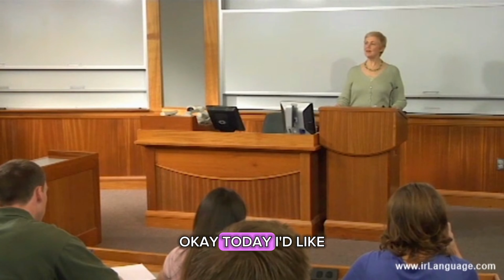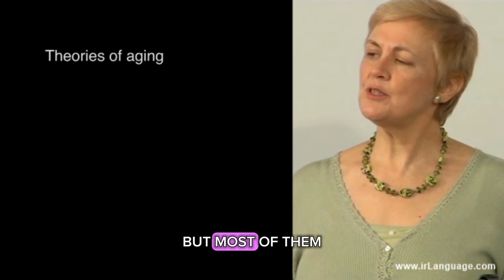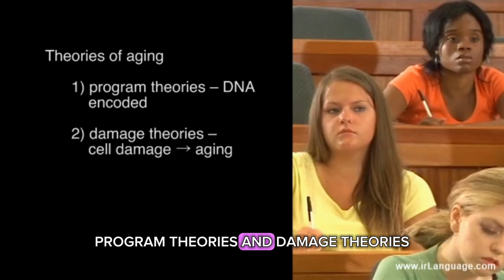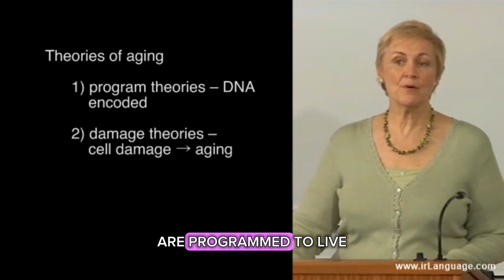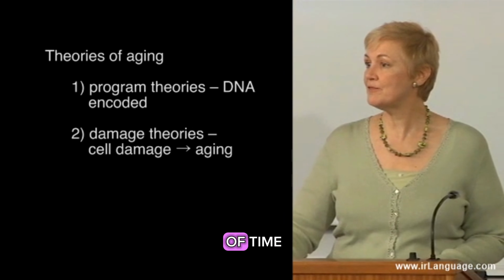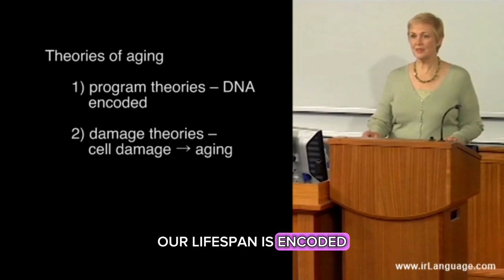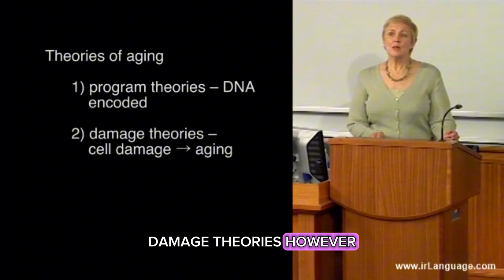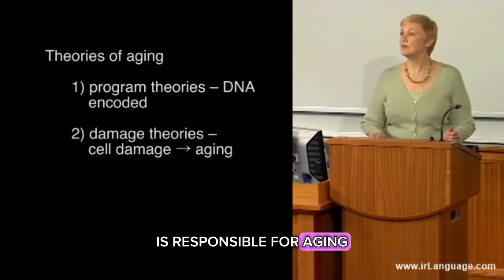Okay, today I'd like to look at some theories of aging. Many theories of aging have been suggested, but most of them fall into just two categories: program theories and damage theories. Program theories say that our bodies are programmed to live for a limited amount of time, that information about our lifespan is encoded in our DNA. Damage theories, however, believe that damage to our cells is responsible for aging.